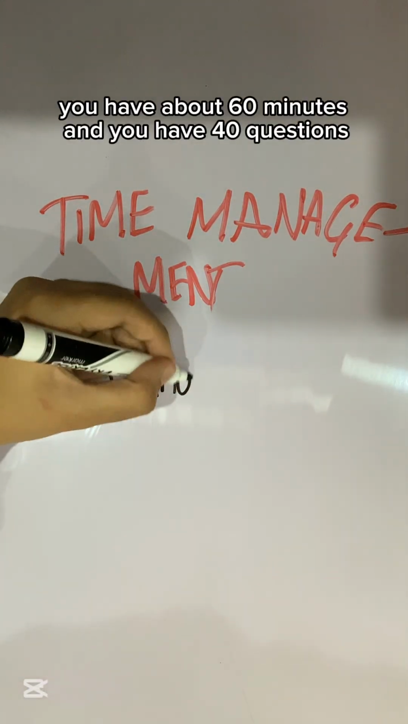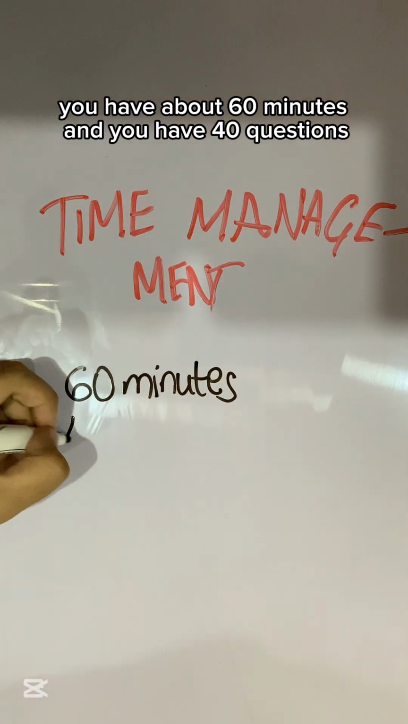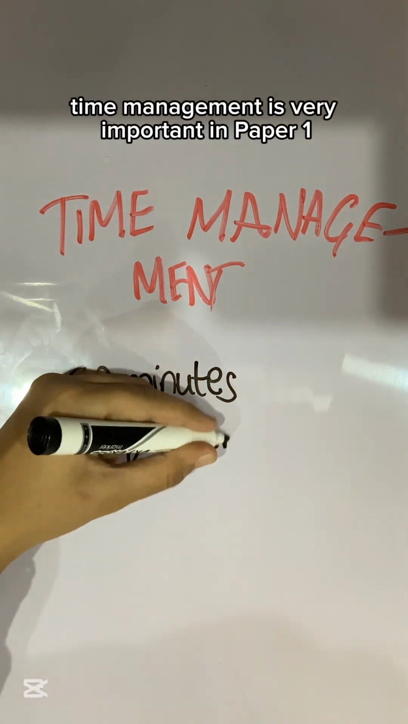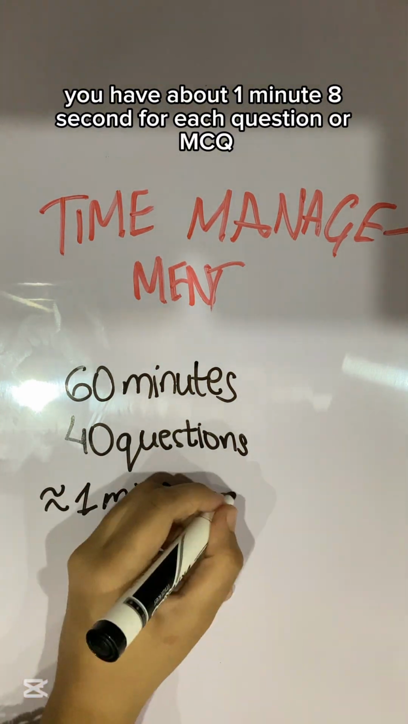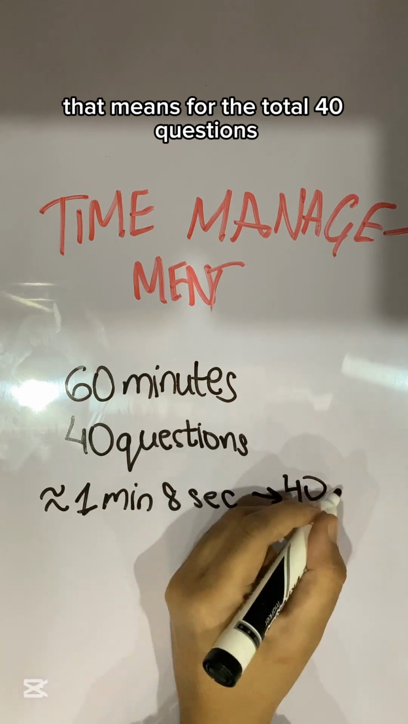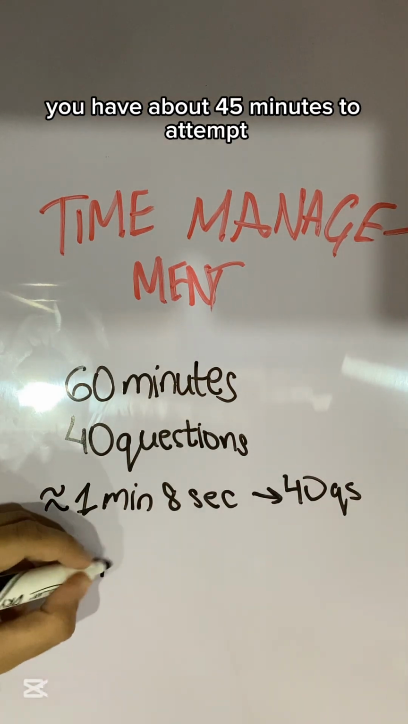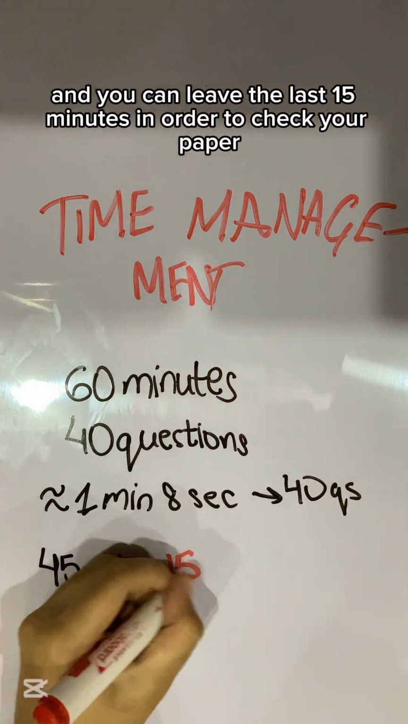Lastly, time management. You have about 60 minutes and you have 40 questions. Time management is very important in paper 1. You have about 1 minute 8 seconds for each question or MCQ. That means for the total 40 questions, you have about 45 minutes to attempt, and you can leave the last 15 minutes in order to check your paper.